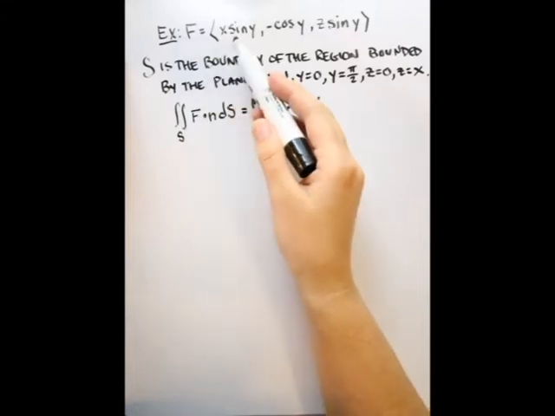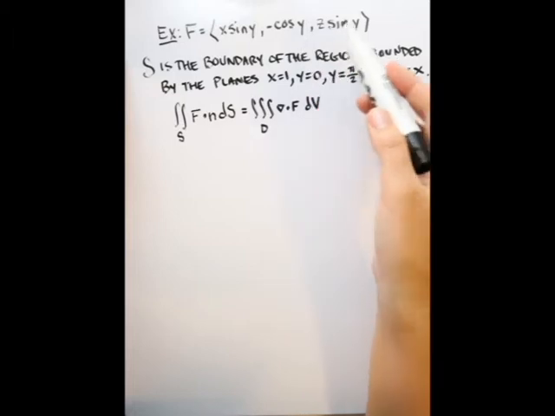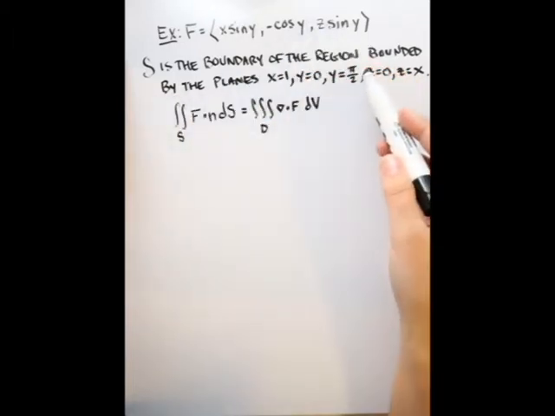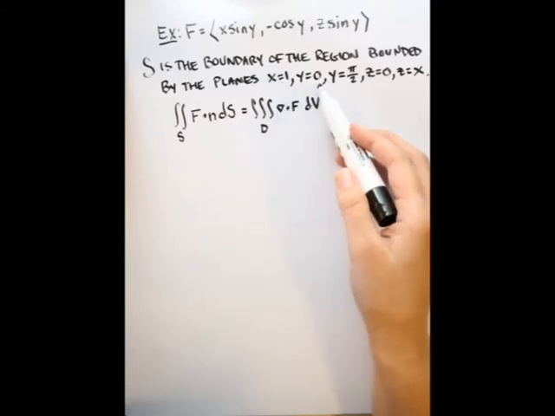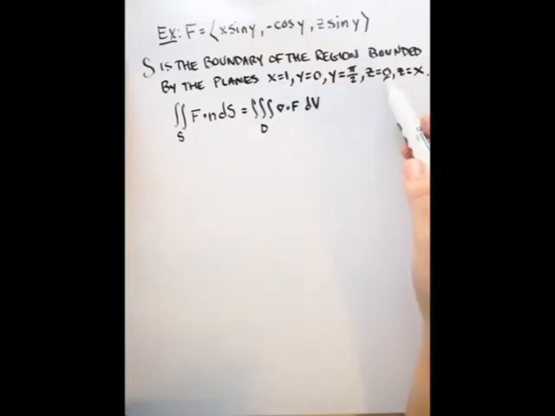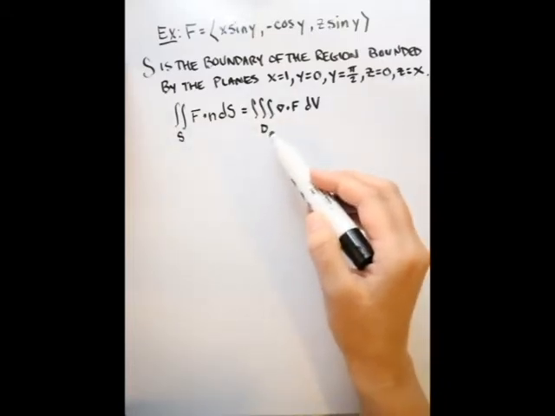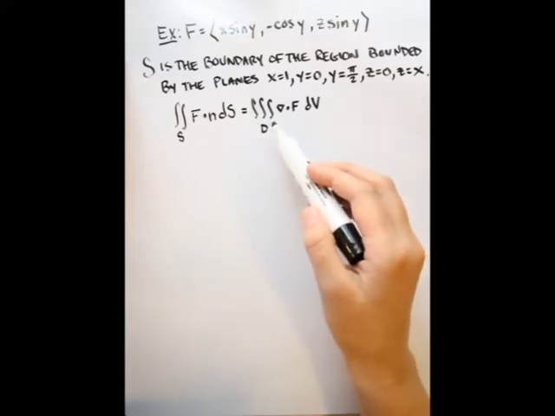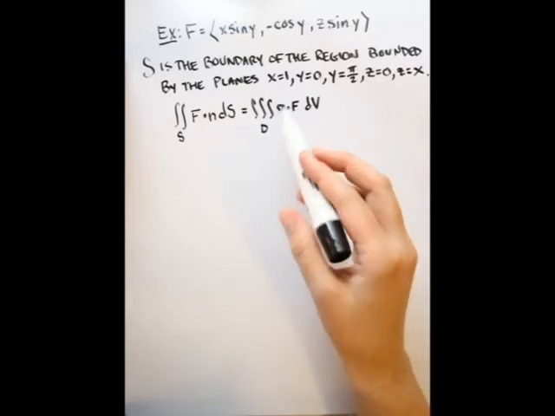Okay, so let's take a look at an example. We have our vector field defined here as x sine y, comma negative cosine y, comma z sine y. And S is going to be the boundary of the region that's bounded by these particular planes. We have 5 planes here: x equals 1, y equals 0, y equals pi halves, z equals 0 and z equals x. So for our divergence theorem, we're going to end up using the form where we have this triple integral over our region D, and then we need the dot product of our del operator and our vector field. So let's start with the integrand here.